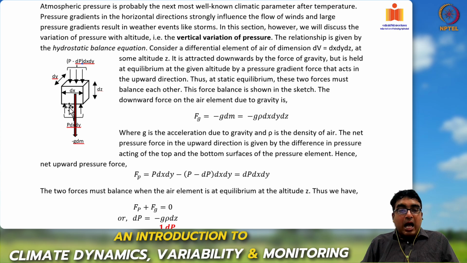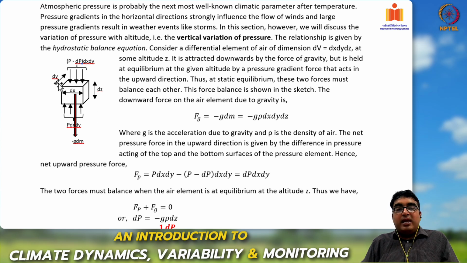So, the upward force that this volume of air is experiencing due to the pressure at the bottom surface is the pressure, which is force per unit area, times the area of the bottom surface, which is dx into dy. So, the total upward force is P dx dy. Similarly, the total downward force at the top surface is (P minus dP) dx dy, because the pressure has decreased as we move upwards.